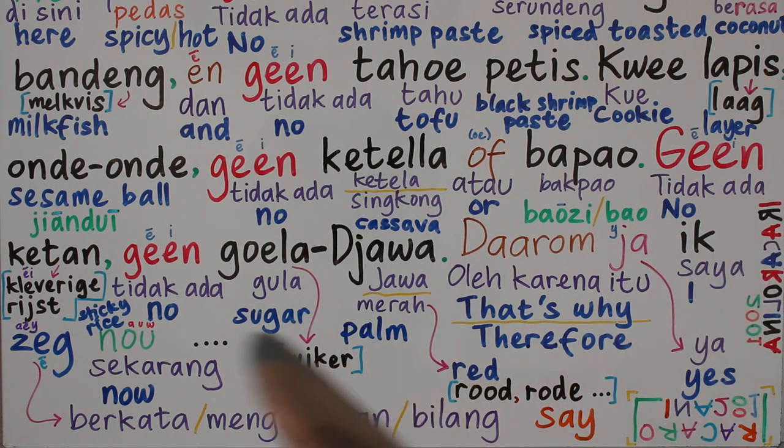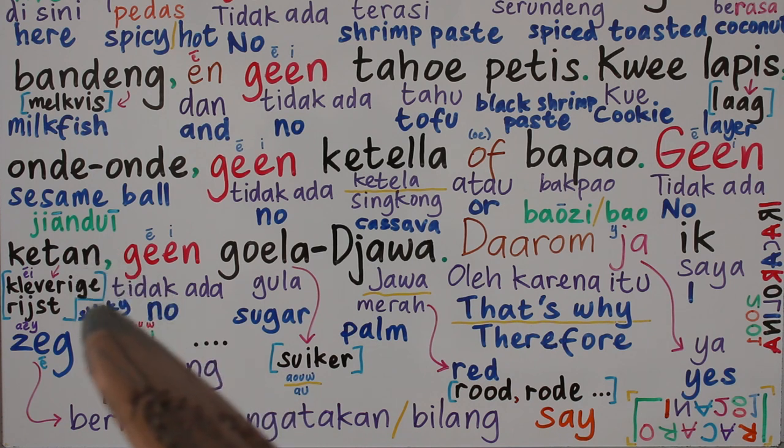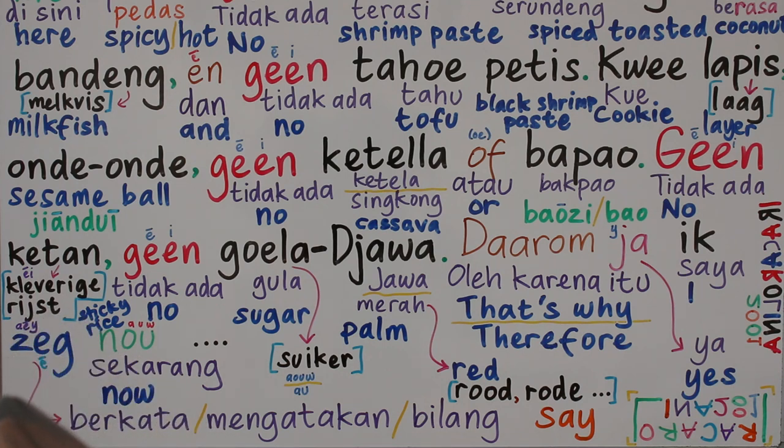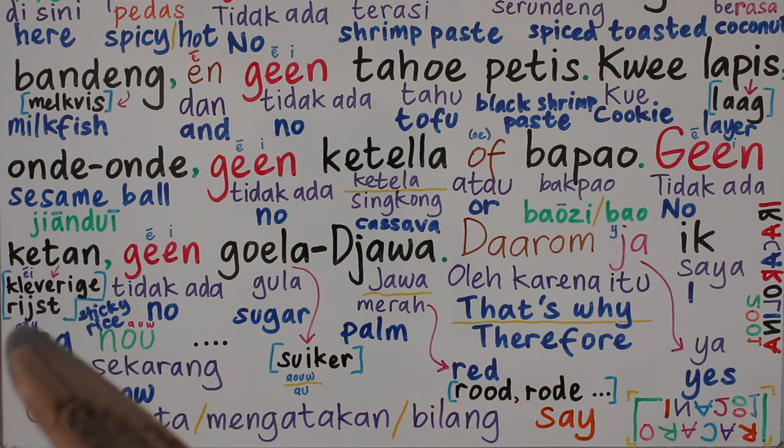This one is the same, and this one I rarely pronounce. This word I pronounce most of the time. It's rice, sticky rice. This is the sticky and this is the rice. The rice itself, if I pronounce it for daily conversation, I just pronounce it as rice, rice, rice.